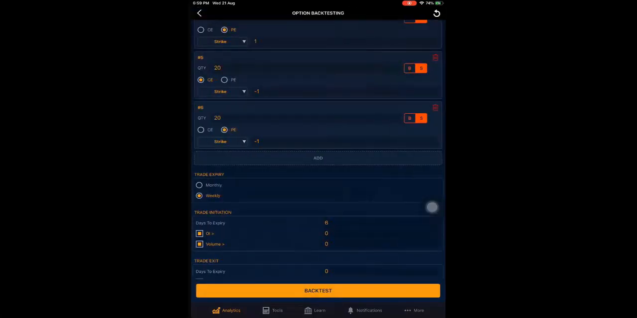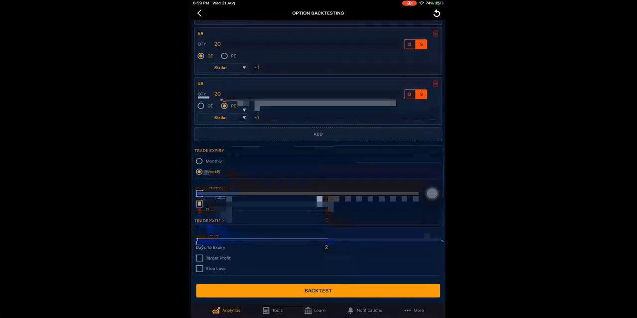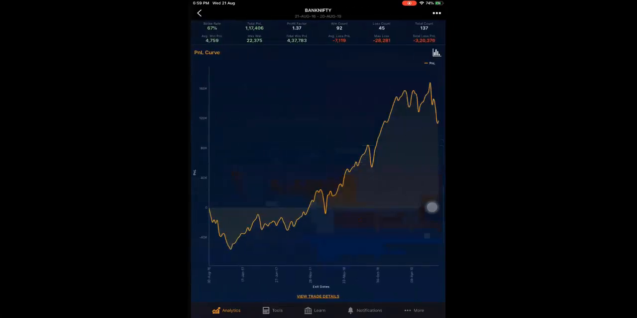Now I saw this for the 0 day. Let's do it differently: say I square off 2 days before expiry. That means I took a trade on Friday and I'm closing it 2 days prior, which is Tuesday. Okay, backtest. The PNL has changed. The profit factor has changed.